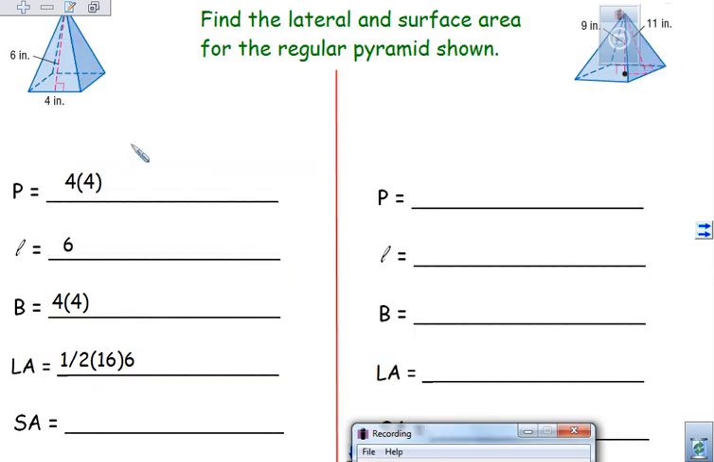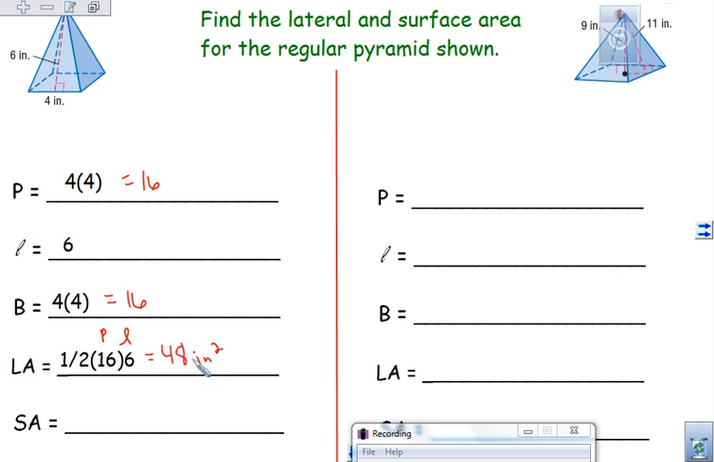In the first one, we have a pyramid. So what we want to do is find the perimeter of the base. Each side is 4, and we have 4 sides, so 4 times 4 is 16. The slant height is this red dotted line, and that is given to us as 6. The area of the base of a square is base times height, or side squared, so that gives us 16. And then the lateral area is that 1/2 perimeter times the slant height. So we already have those values in. 1/2 of 16 is 8. 8 times 6 is 48 units squared.